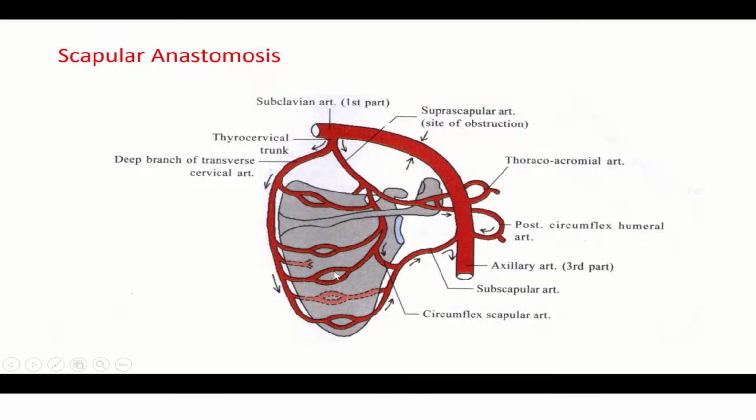You can see here, this is the anastomosis in the infraspinous fossa, and the anastomosis in the supraspinous fossa. You can also see there is certain anastomosis around the acromial process. This is the first part of the subclavian artery, and this is the third part of the axillary artery. So any kind of obstruction here will be compensated by this collateral anastomosis.